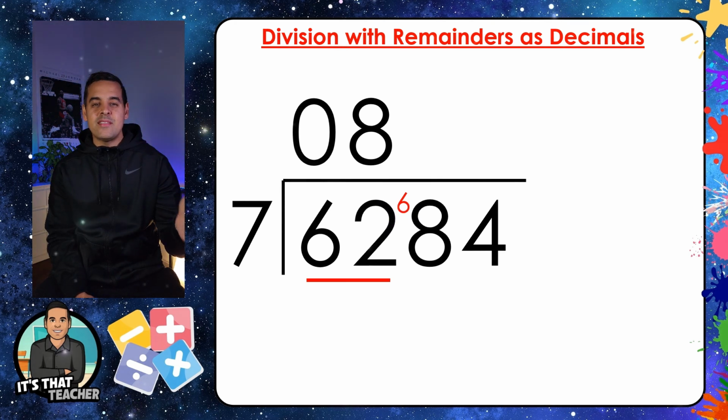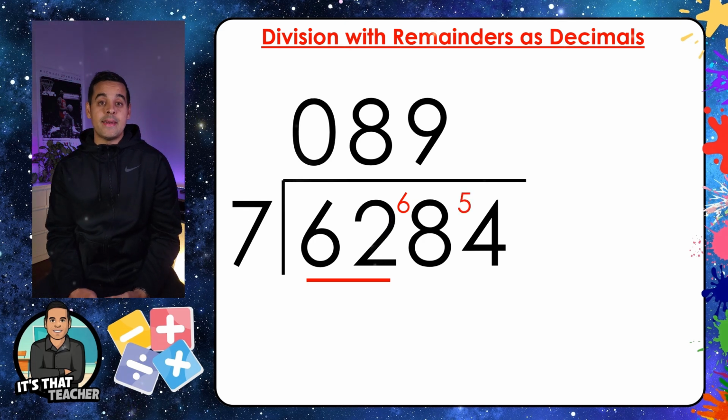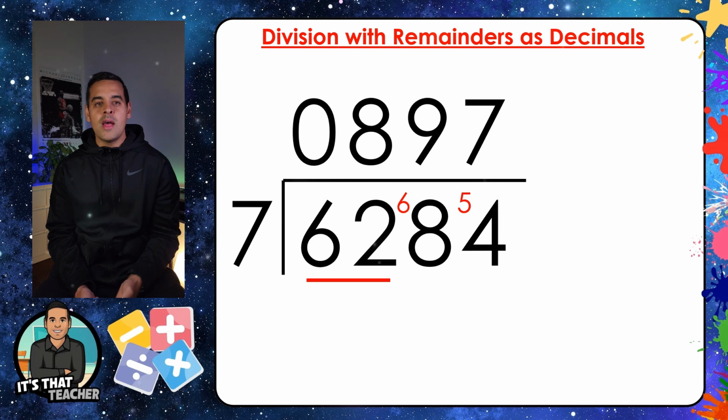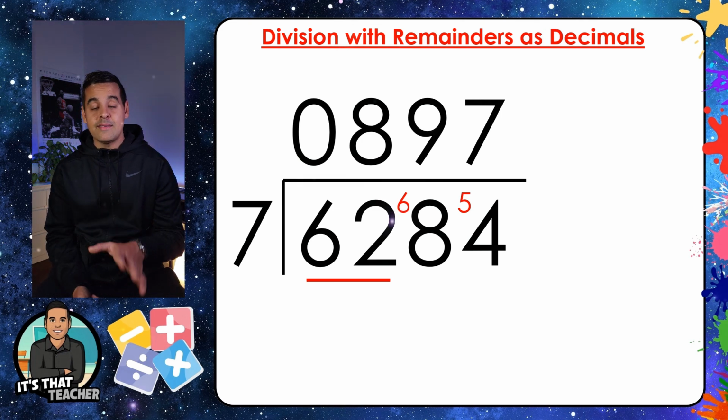So how many 7s fit into 68? We have 9, remainder 5. Finally, how many 7s can fit into 54? That would be 7. Now, we have used 49 of the 54, which means there are 5 remainders here.